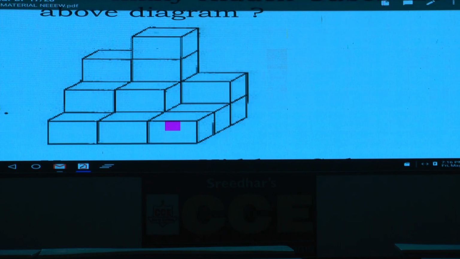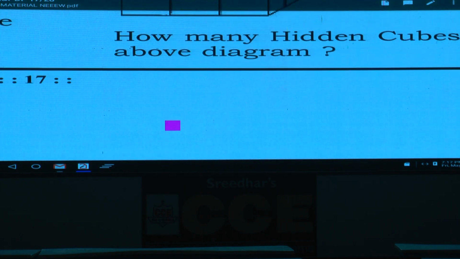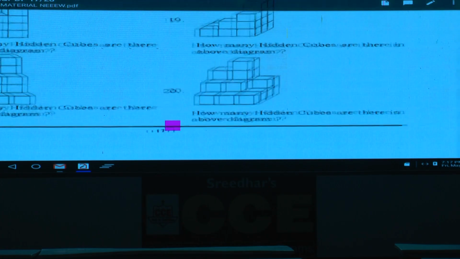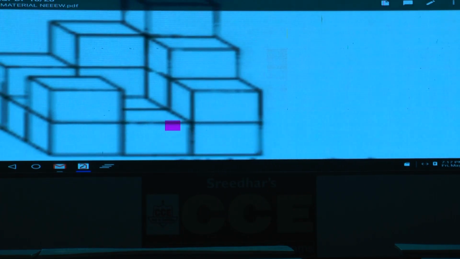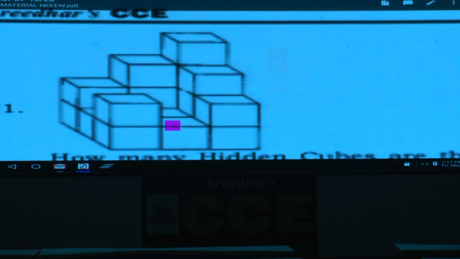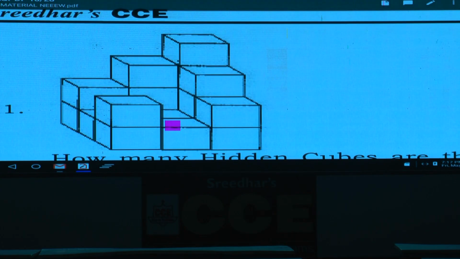Then 21 to 25. Question numbers 21 to 25. I start working on this one, 21 to 25.